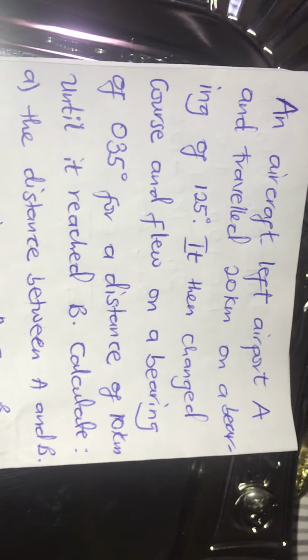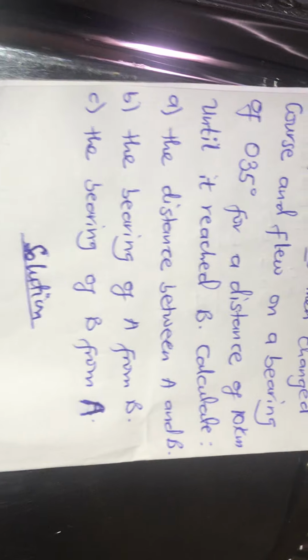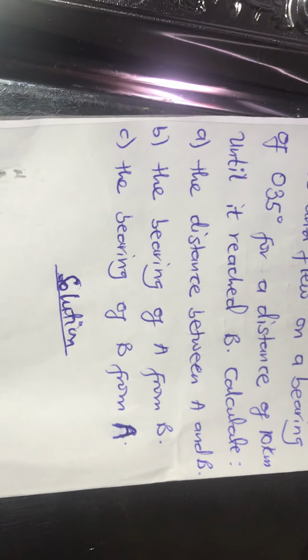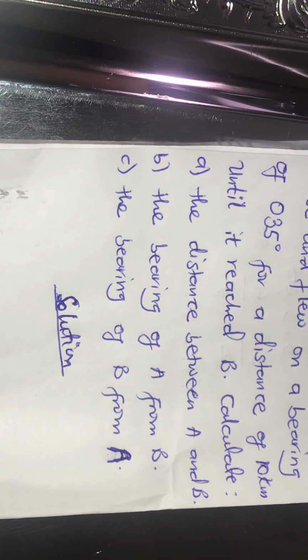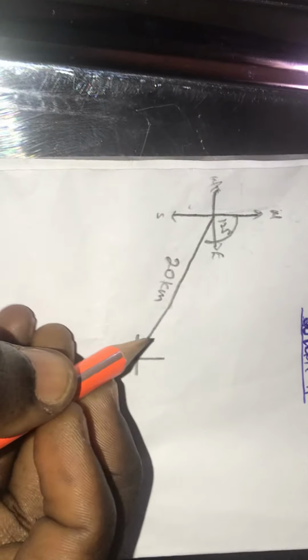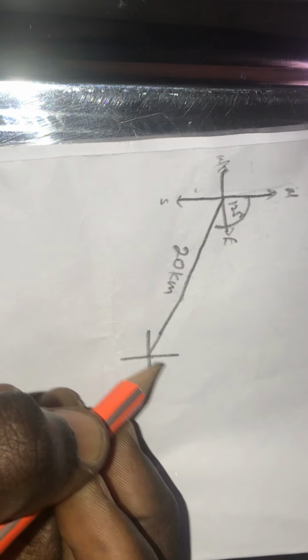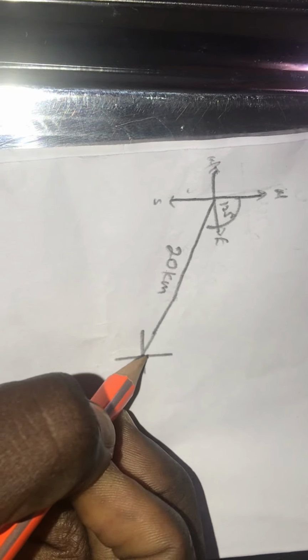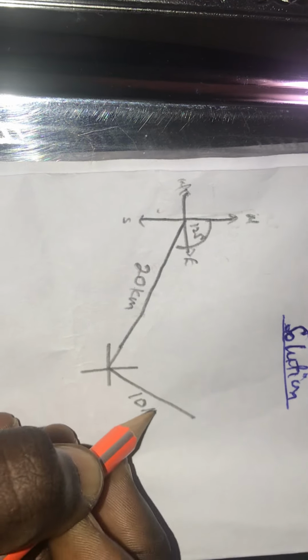Then it also stated that it changed course and flew on a bearing of 35 degrees. So let's write our distance first, 20 kilometers, to another port. Then it changed course, 35 degrees, and 35 degrees falls on the first quadrant of this side, but a distance of 10 kilometers.